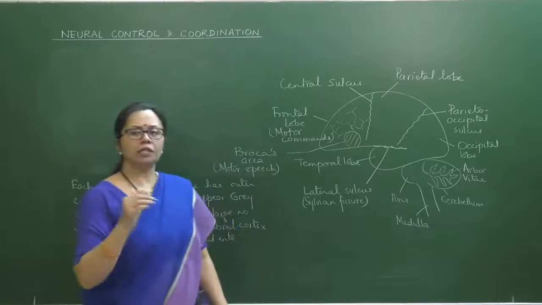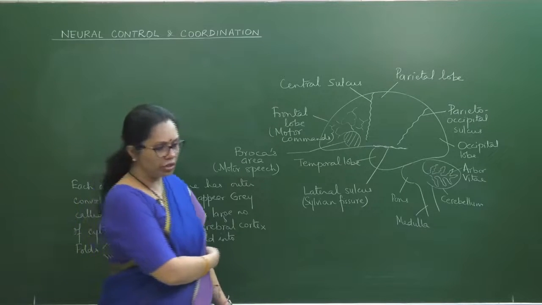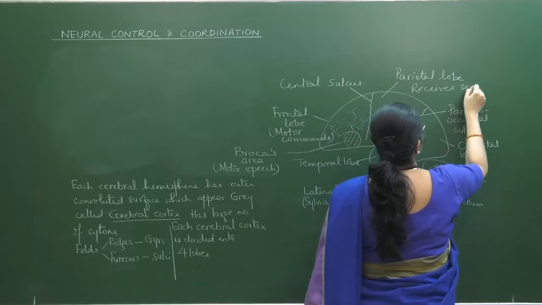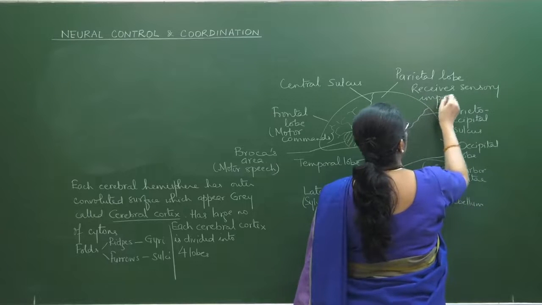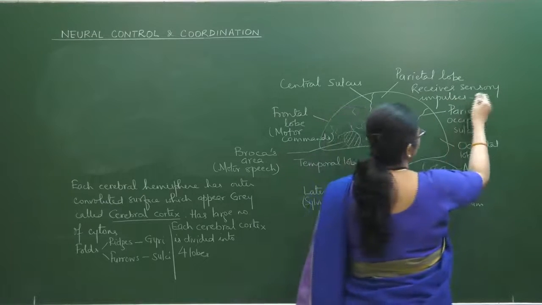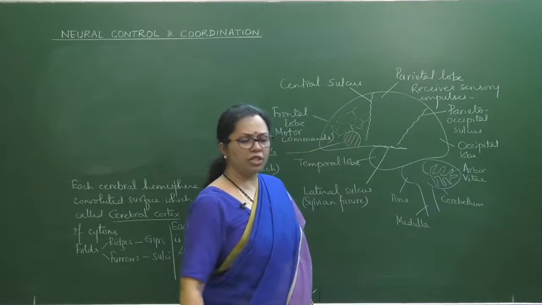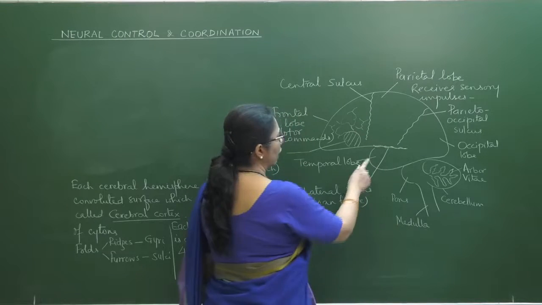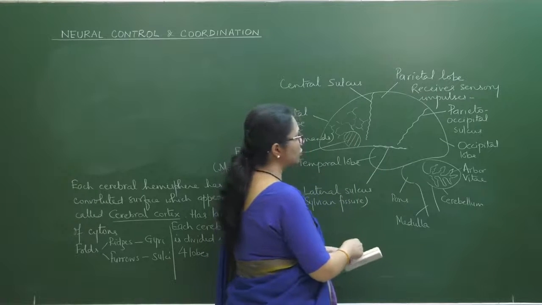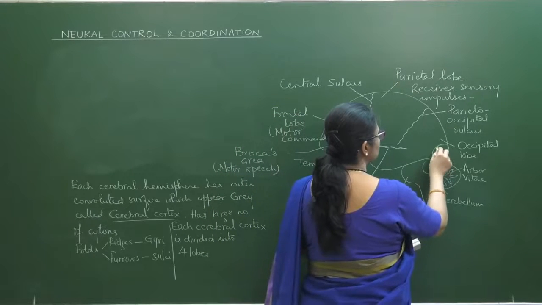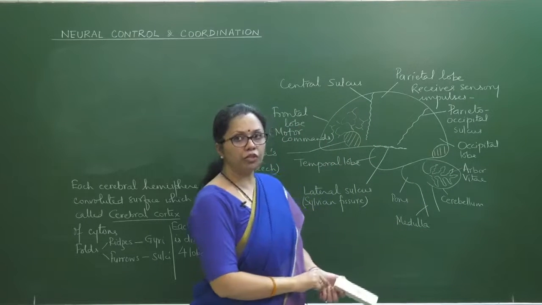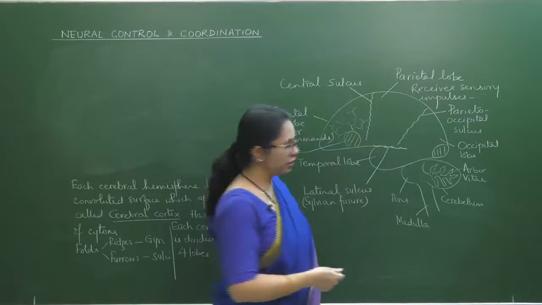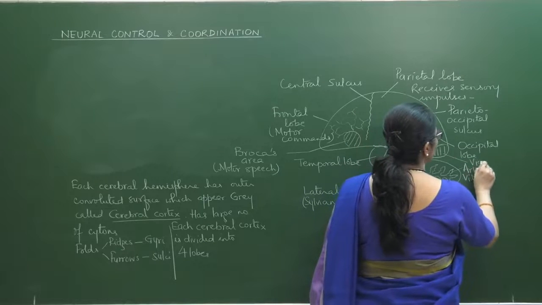Now the parietal lobe receives sensory impulses from various parts of the body. Impulses like touch, pain, temperature difference, when you touch a hot object or a cold object, all those sensory impulses will be reaching over here. Then here the occipital lobe, once again, is special. Here all the visual impulses reach. When an image is formed on the retina, the impulses reach the occipital lobe where they will be interpreted. So this one has the visual area.